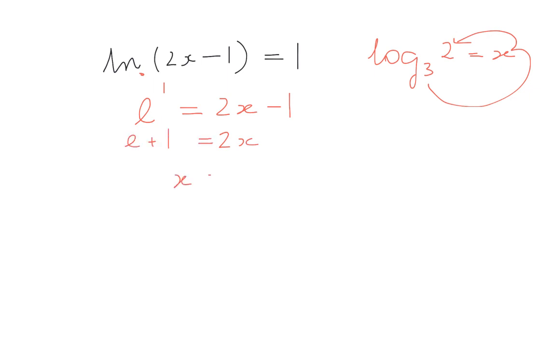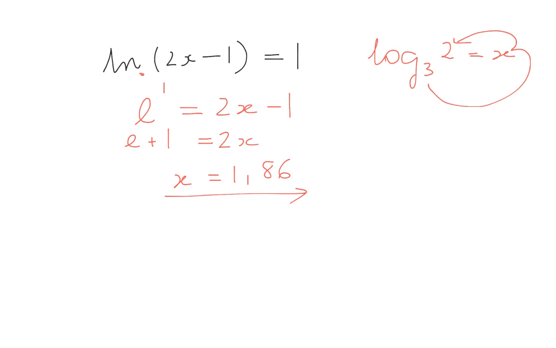So x will be (e + 1) over 2. Please pause it, take your calculators and determine x. I hope that you all got 1.86 if we want to take it correct to 2 decimal places.